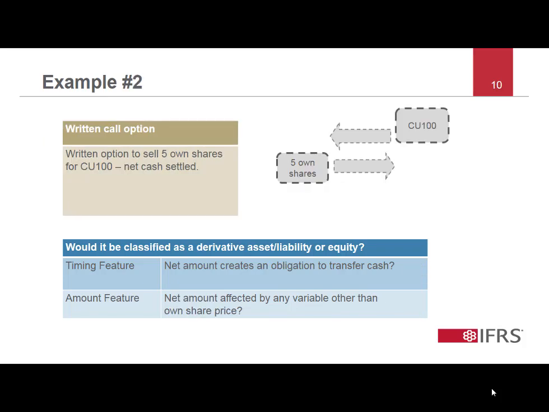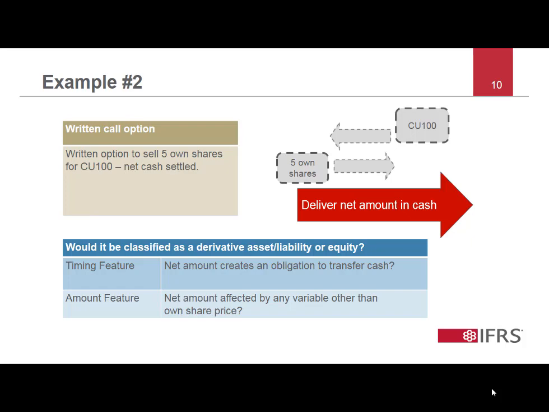Example number 2 is where an entity writes an option to sell 5 own shares for 100 currency units in the entity's functional currency, which is net cash settled. Let's ask the same questions. Question number 1, whether the net amount creates an obligation to transfer cash. The answer is yes, because the contract is settled on a net basis and in cash.